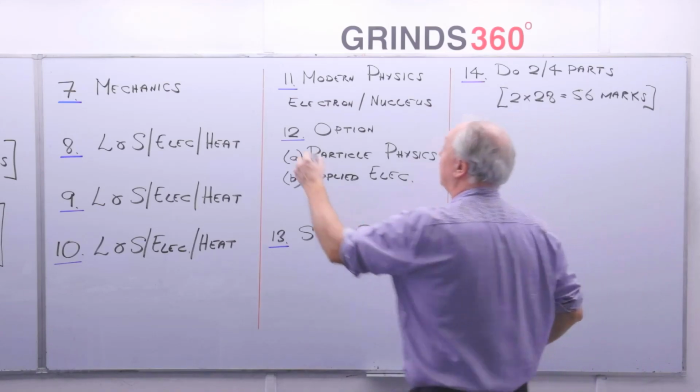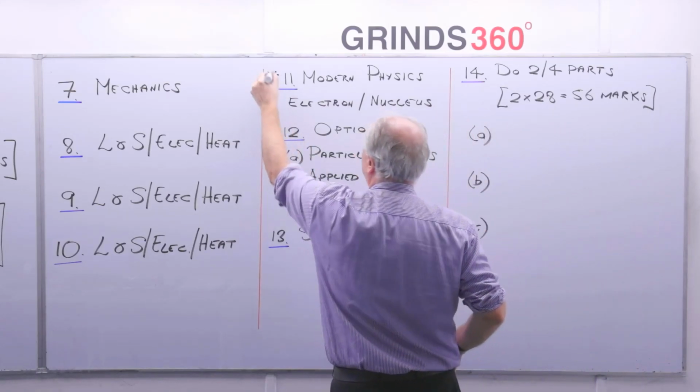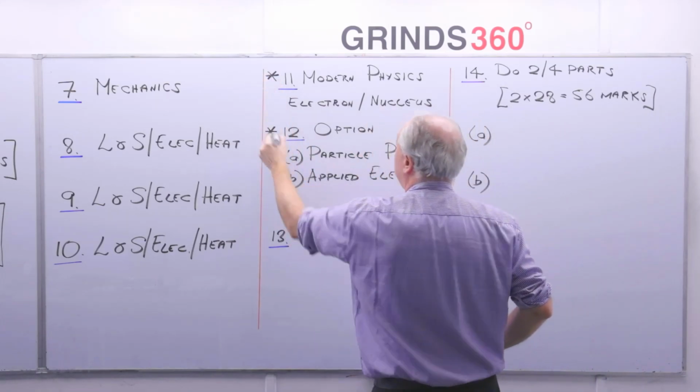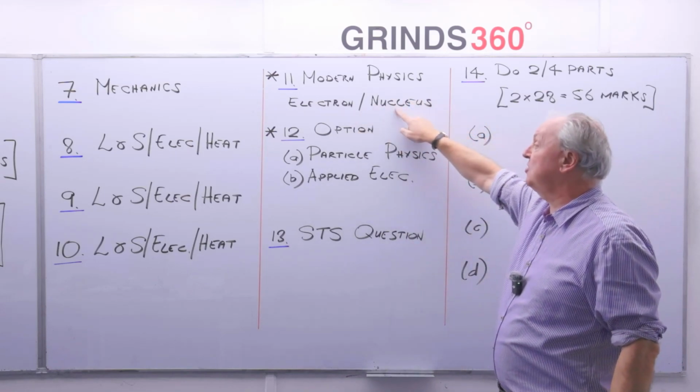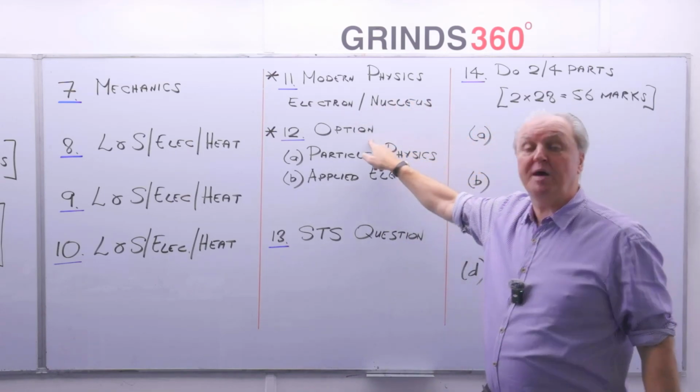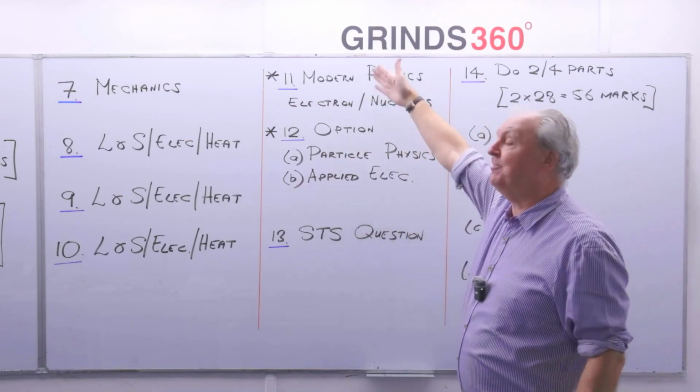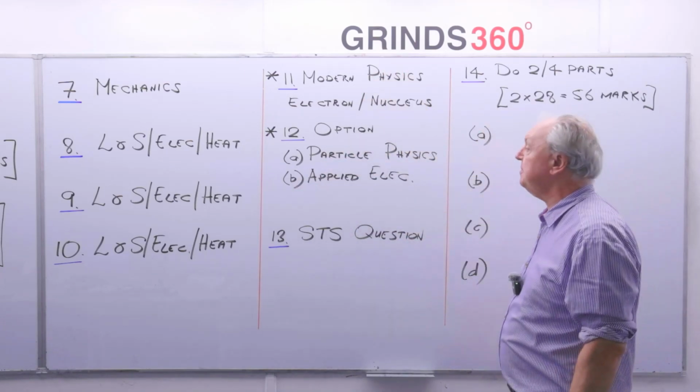So I would like my students to do question 11 and question 12. Question 11 is either on the electron or the nucleus. Question 12 is the option question. That's also included in my modern physics notes.